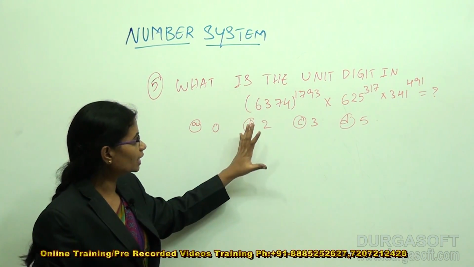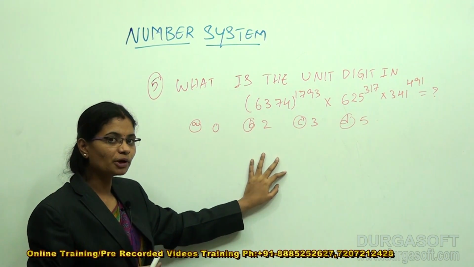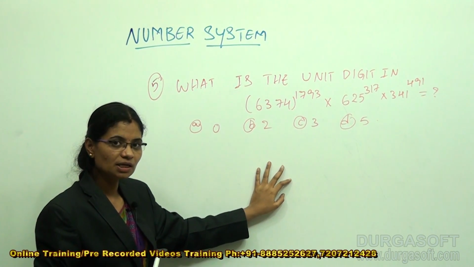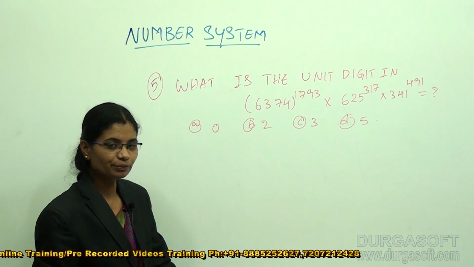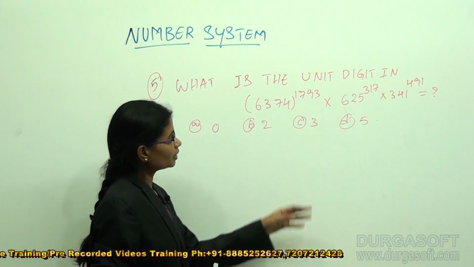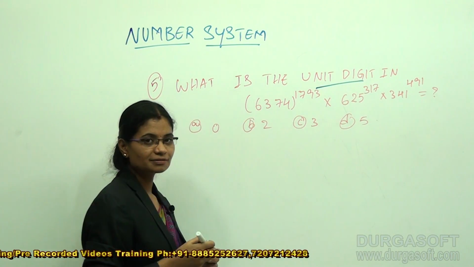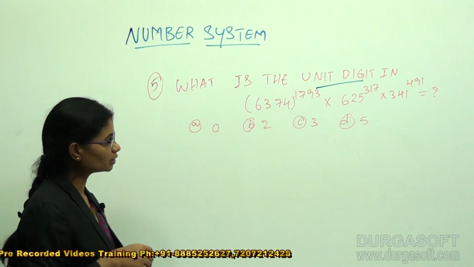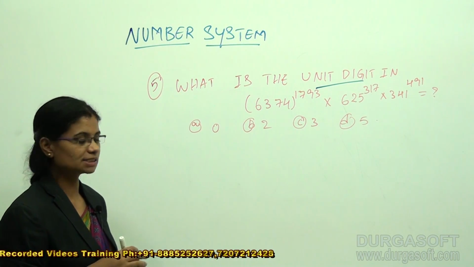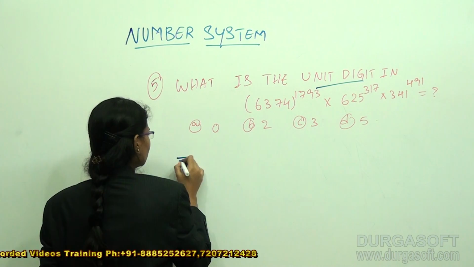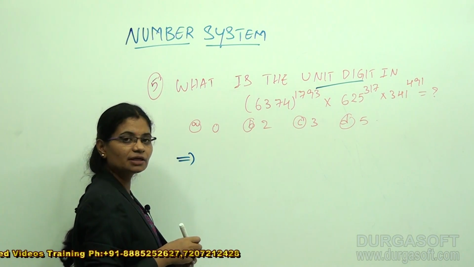So finding this unit digit is a very important problem. Generally we come across it in high level competitive examinations. Wherever it is asked to find the unit digit, we have some different rules. If you follow those rules, you will get the answer easily. Let's see what happens with the different rules.